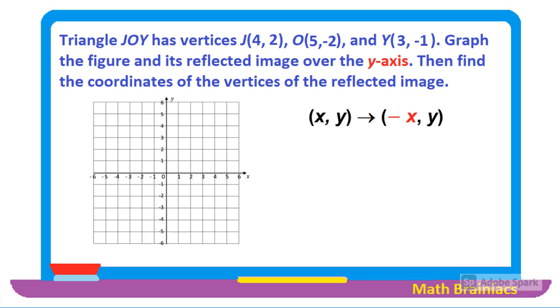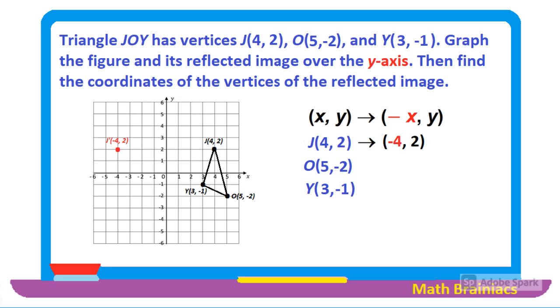Let us draw a coordinate plane. I want you to remember that if we are going to reflect an image over the y-axis, we're going to keep the y-coordinate and take the opposite of the x-coordinate. Plotting point J, when x is 4, y is 2. While on point O, when x is 5, y is negative 2. And point Y, when x is 3, y is negative 1. Connecting the dots with a straight line, we can form the triangle JOY.